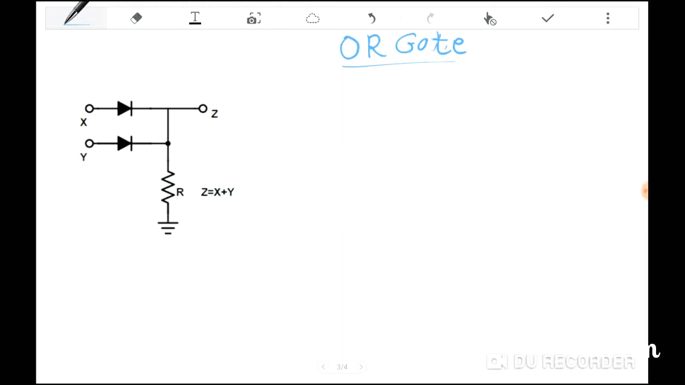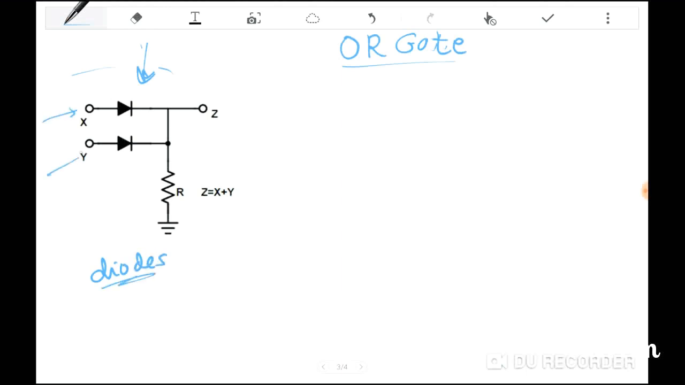So let's start our OR gate tutorial. The first thing: the diagram that you see here is the circuit design of the OR gate that is using diodes. You're correct.